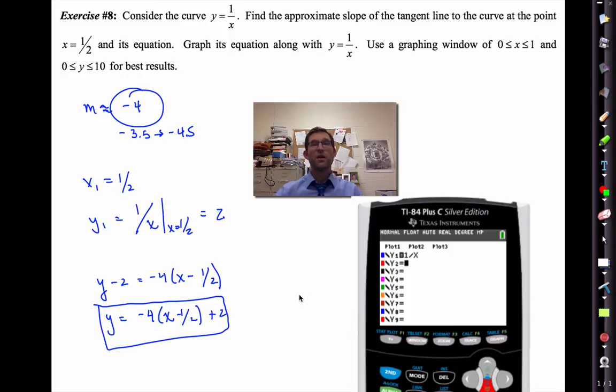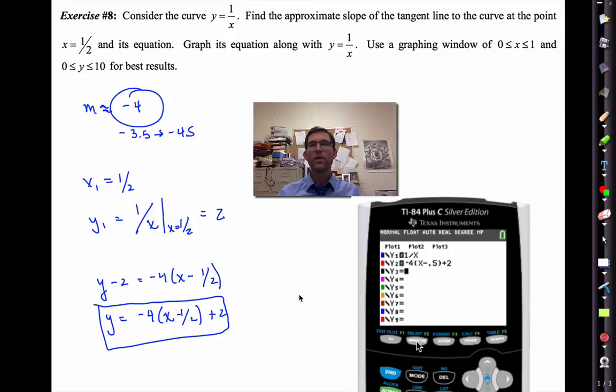All right, so let's take a look. Let's see what that looks like. Let's hit y equals. In y1, I'm going to put 1 divided by x. In y2, once it's all cleared out, I'm going to put in -4 times x minus 1 divided by 2, parentheses, plus 2. All right, make sure that all looks good.